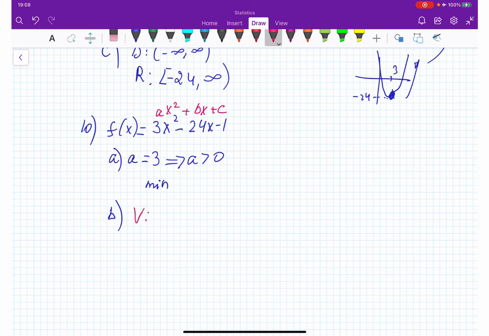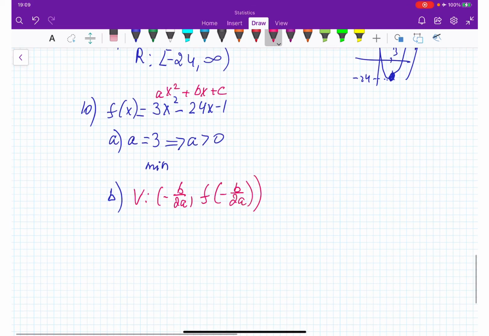Okay. Now we need to find the value of the vertex. The vertex is equal to negative b over 2a and the function of negative b over 2a. All right, the first one is x because it's a coordinate of the vertex, right? The second one is y. So x is equal to negative, my b is how much? B is negative 24, right? Here is my b. And a is 3.